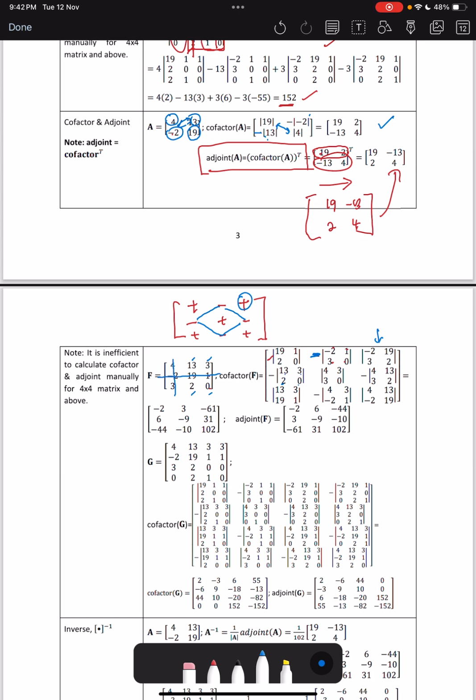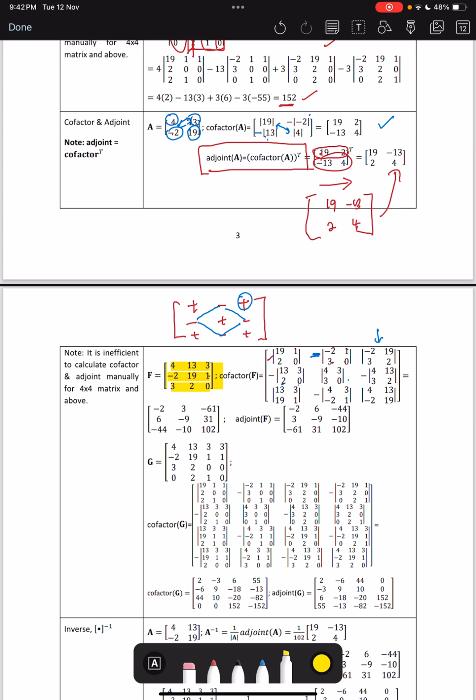Okay, and then for the second, I erase. For the second column, second row, leave it with 4, 3. Okay, leave it with this, and you do the rest for that. The third one, this one is the second row.